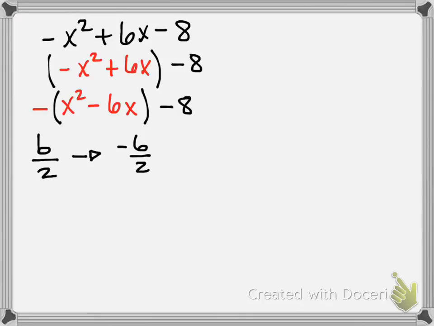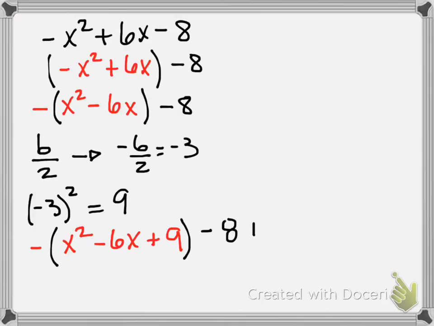So, and I look at the b. The b is -6. I divide it by 2. I will get -3. And when I have -3, I square -3. Squared -3 will get 9. So which means inside the parentheses, I'm going to put a plus 9. Pay attention carefully. A plus 9 inside the parentheses.